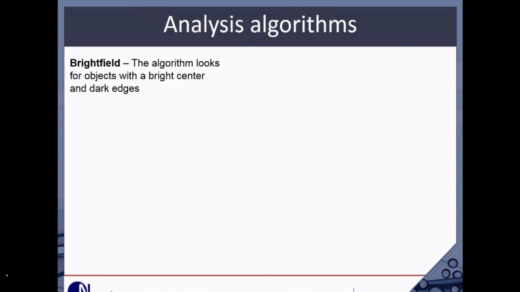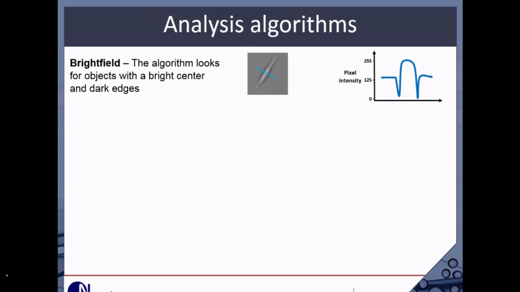So how does that work? In the bright field algorithm, it looks for objects with a bright center and dark edges. So let's see, here's an example of an adherent cell on the Celigo. If you drew a line over the center of the cell and then plotted the pixels on that line according to that image, it would look something like this graph here, where you have the pixels on the y-axis from 0 to 255. You can see the white portion of the cell is the highest portion of the image.